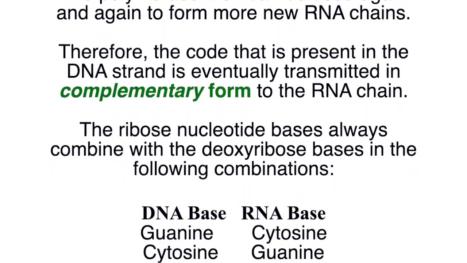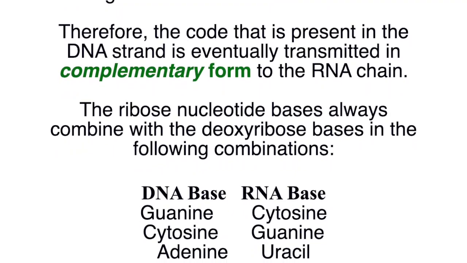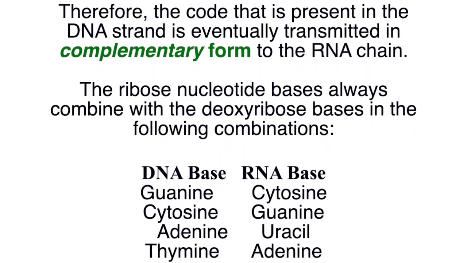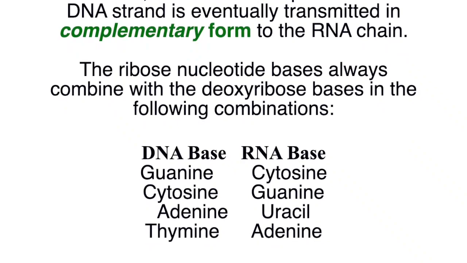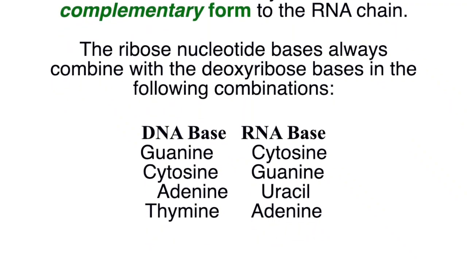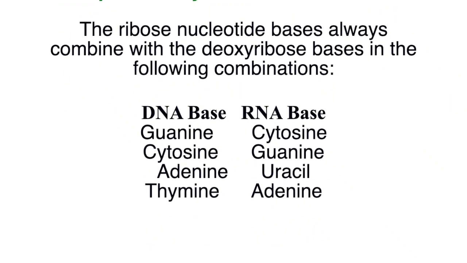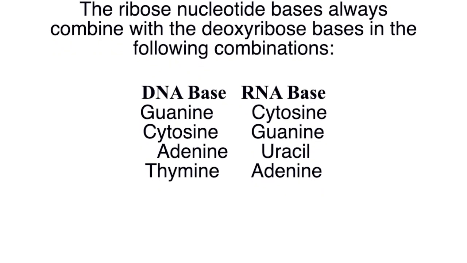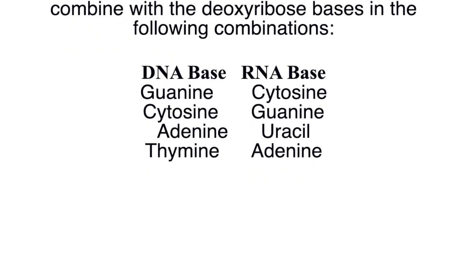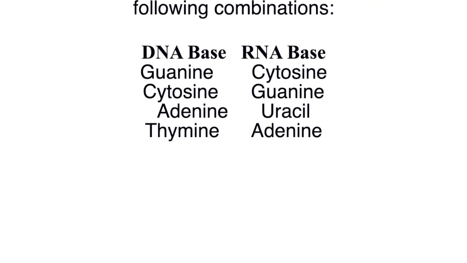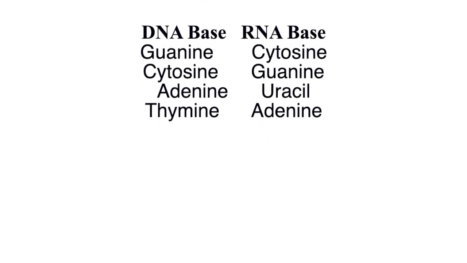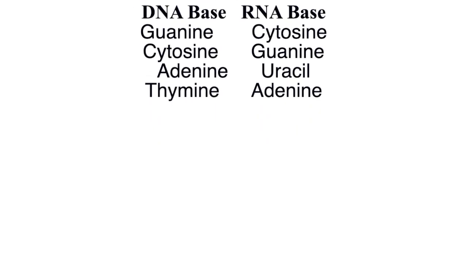Therefore, the code that is present in the DNA strand is eventually transmitted in complementary form to the RNA chain. The ribose nucleotide bases always combine with the deoxyribose bases in the following combinations, DNA base and the RNA base: guanine with cytosine, cytosine with guanine, adenine with uracil, thymine with adenine.